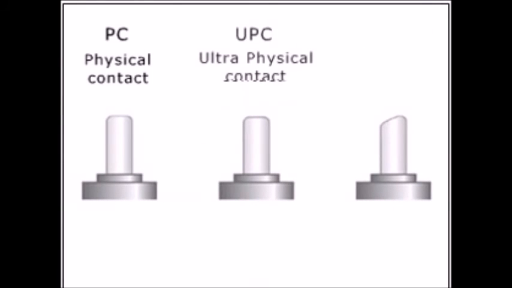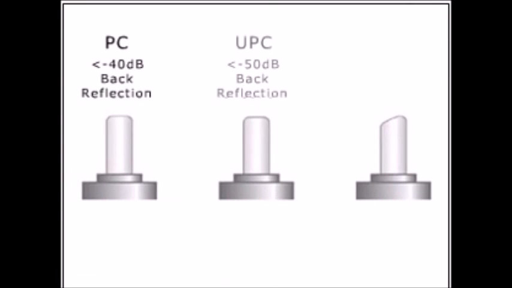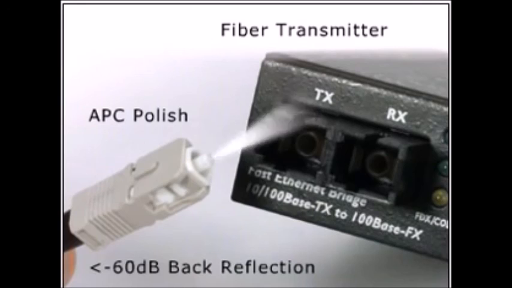There are three main types of polishes that can be applied to a fiber connector: PC, or physical contact, UPC, or ultra-physical contact, and APC, or angled physical contact. Each polish type exhibits a different level of back reflection. Back reflection is a measure of the light reflected off the end of a fiber connector. This light is measured in decibels. In certain applications, the amount of back reflection on a fiber connector is critical.